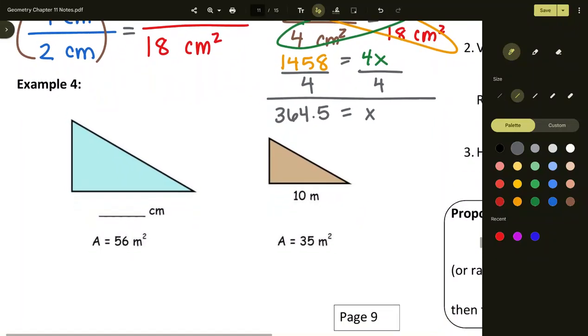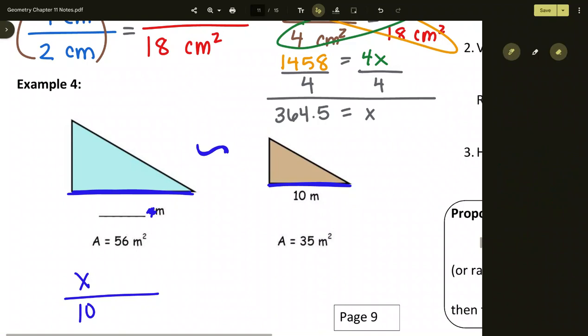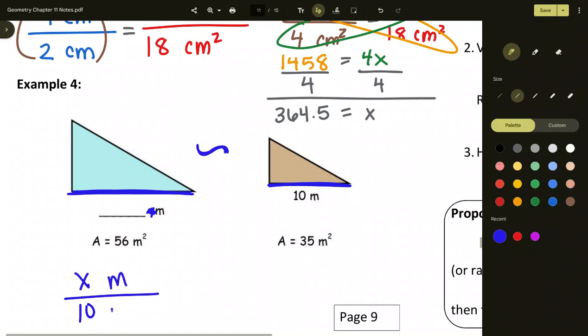All right, example 4 is a little bit different. In this example, again, we have to assume that these are similar figures, but I notice that the base length is what's missing this time, not the area. So when I'm comparing these two, I'm going to have a missing base length, x centimeters, compared to, I also have a typo here. It shouldn't say centimeters. This should say meters. Let's erase that. x meters compared to 10 meters. All right, now the comparison is going to be to the areas. So looking at the areas, I have 56 meters squared and 35 meters squared.